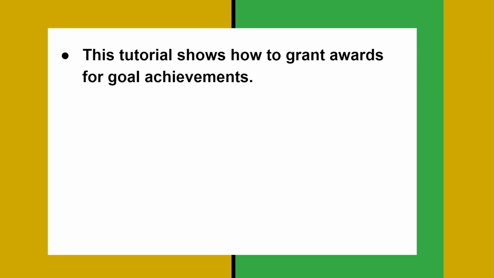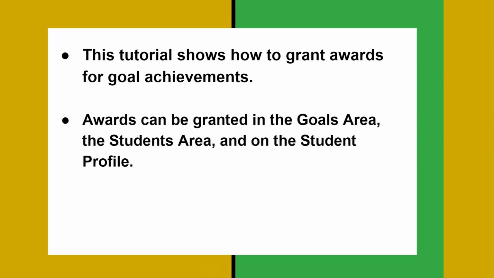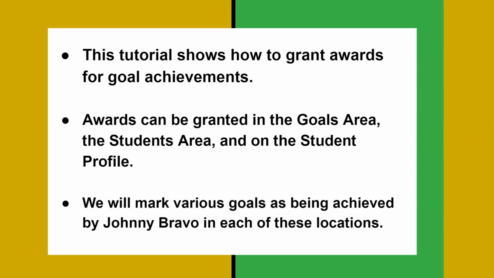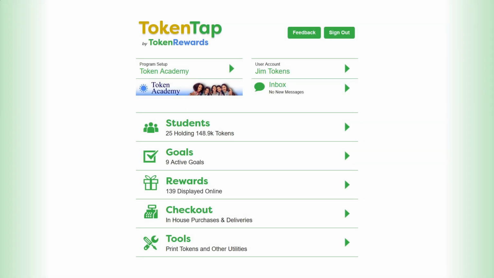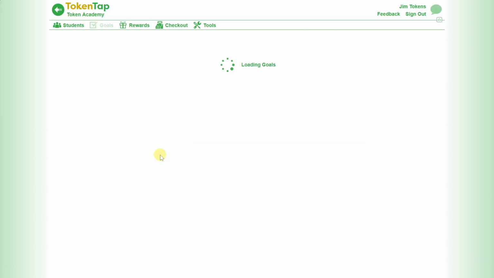This tutorial shows how to grant awards for goal achievements. Awards can be granted in the Goals area, the Students area, and on the Student profile. We will mark various goals as being achieved by Johnny Bravo in each of these locations. Let's get started in the Goals area.